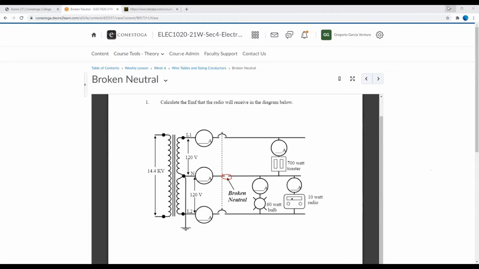Okay, so let's do the following. We'll go back. Somebody is writing something down. I treated it as a 240 volt series circuit. I don't know if that's right, but that's how I did it.